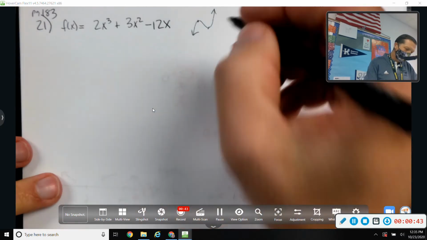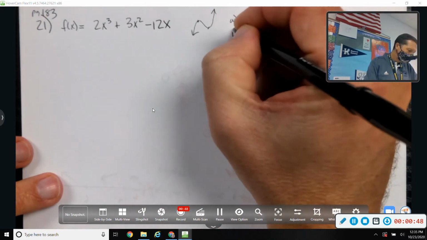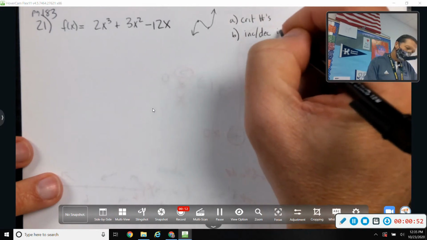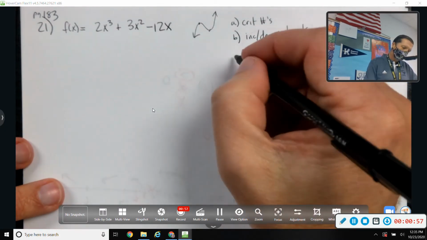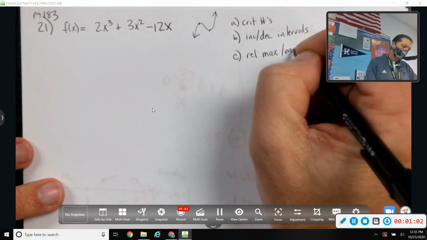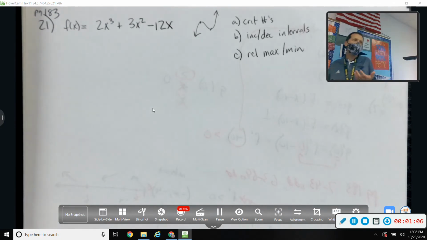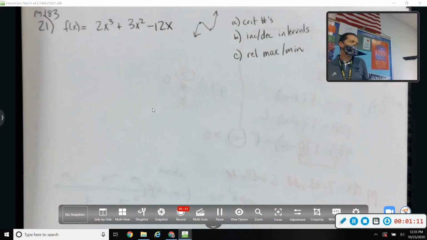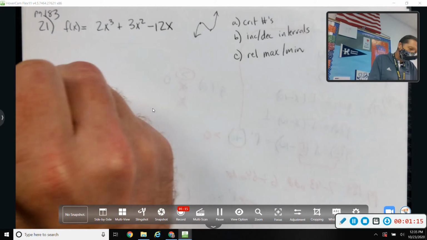Let's read the directions here. Part A, critical numbers. Part B, increasing and decreasing intervals. And then part C, relative max and min. And that's nice that it walks you down the path, because if you want relative max and min, the only way to get there is to find those other two things first anyway. So by asking them, it's kind of helping you follow the path here.